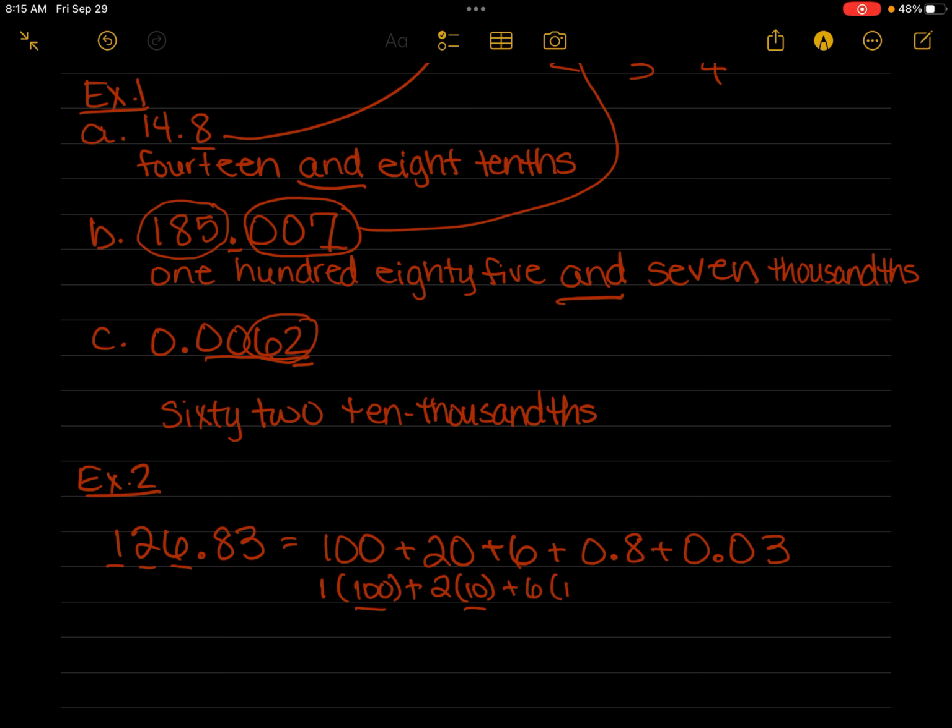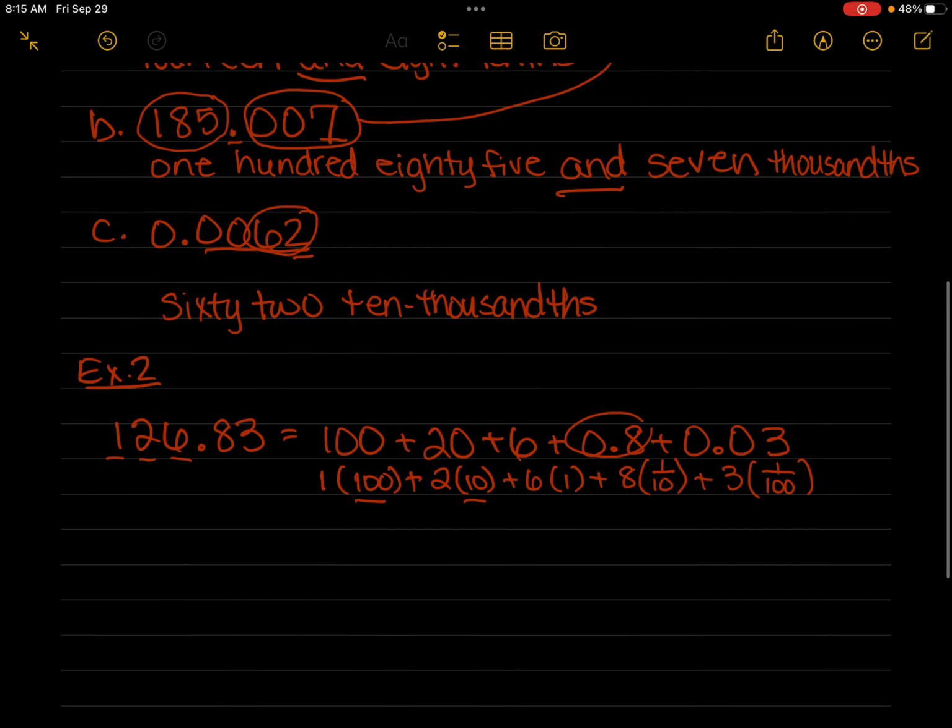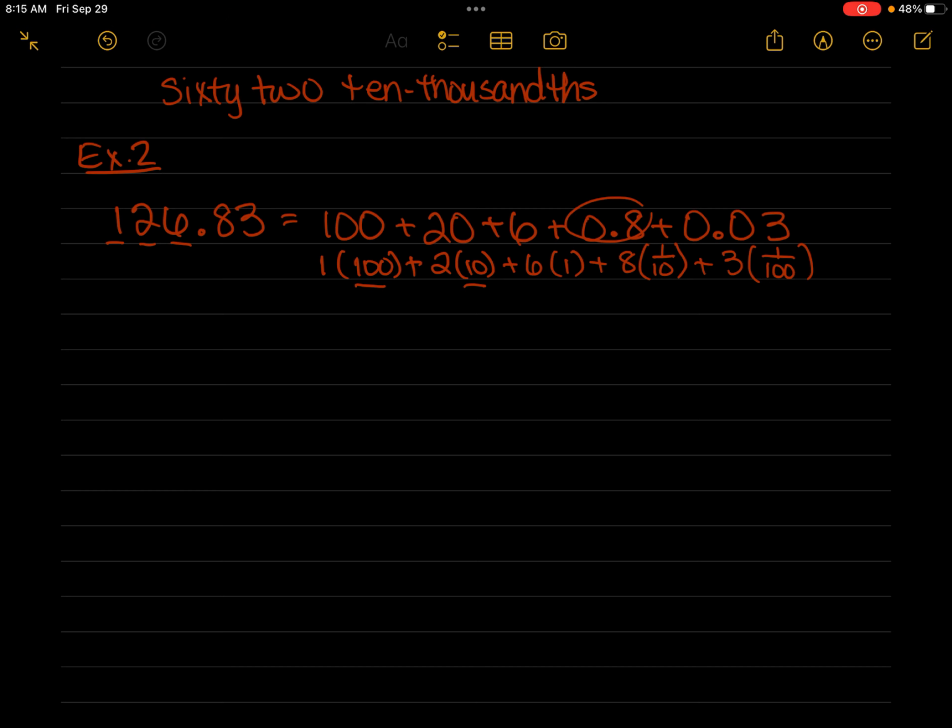Then 6 times 1. Then when you get here, we're going to be talking about these like they're in a fraction form. So this one is going to be 8 times 1/10 because it's in the tenths place. And the next one is 3 times 1/100ths because it's in the hundredths place. Okay, so that's the way that we're going to be doing both of these expanded forms depending on which one they're asking you to do. Okay, and then I want you to look at things when you're going backwards.